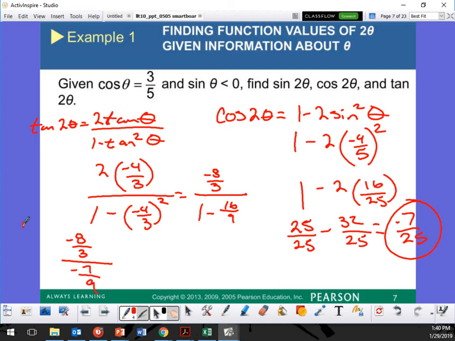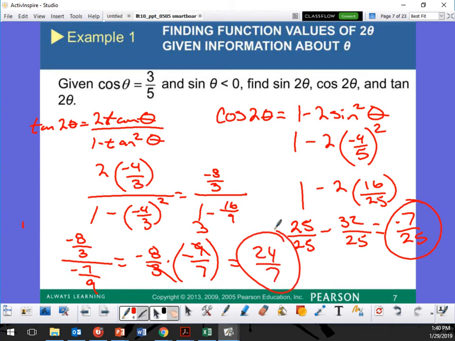And we cannot have fractions over fractions, can we? Cannot have fractions over fractions. I have to multiply by the reciprocal. So it's going to be negative 8 over 3 times the reciprocal, which is negative 9 over 7, which is going to give me, cancel the 3, so that's 24 over 7 as my tangent.